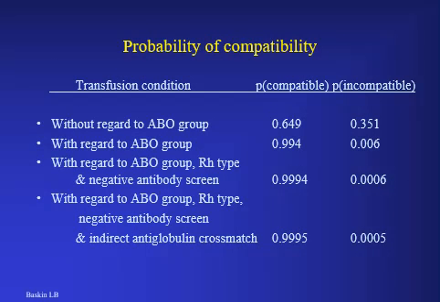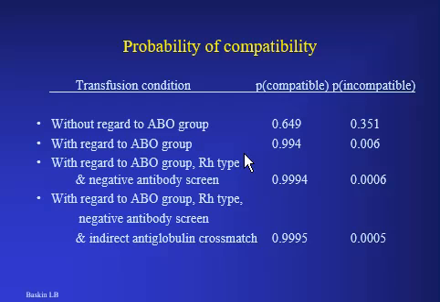Now, this table demonstrates the value of both the group and screen and the cross-match on compatibility of transfusion. Note that what we just said was without regard to ABO groups, if we randomly chose blood, the probability of compatibility would be almost 65%. And then by just grouping, we would improve the probability of compatibility by 35%. If we just had the right ABO group, compatible groups, we would have a probability of compatibility of over 99%.